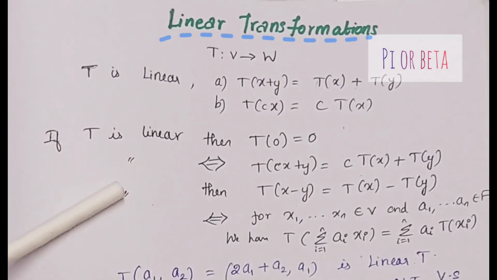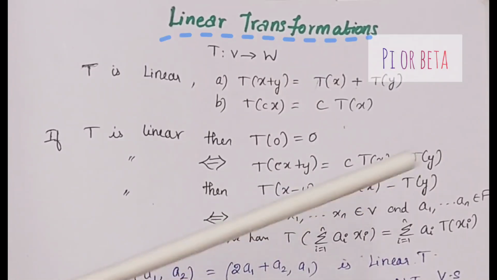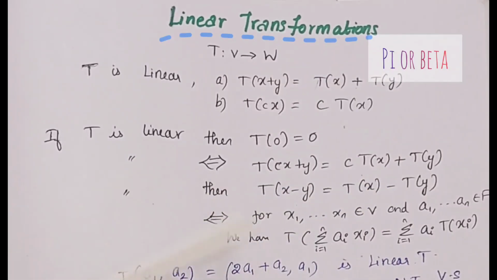Then if T is linear, then T of x minus y is equal to T of x minus T of y. So this is an if-then case. Again, the next one is an if and only if case.